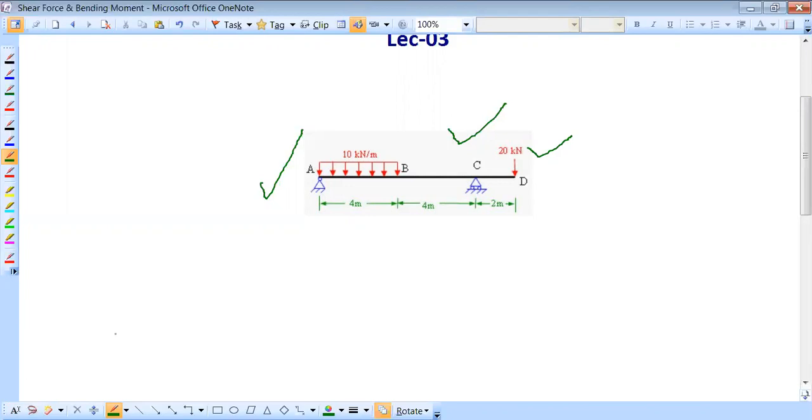First of all, to find the SFD and BMD, you have to find the value of the reactions. The reaction force here is working in the upward direction, that means RA at this support, and another reaction working in the upward direction is RC. So first of all, find the reactions. How can I find the reactions at A and C?